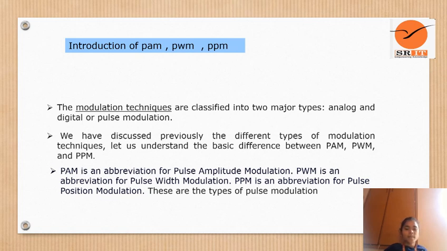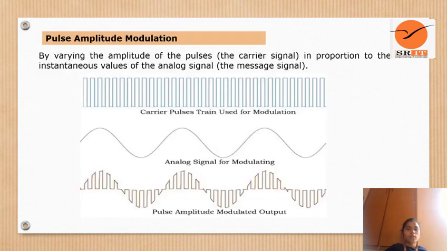PAM is abbreviated as pulse amplitude modulation, PWM is pulse width modulation, and PPM is pulse position modulation. These are the main types of pulse modulation. Here we can see the definition of pulse amplitude modulation, PAM. By varying the amplitude of the pulses, that is the carrier signal, proportional to the instantaneous value of the analog signal, that is the message signal. This is called the definition of pulse amplitude modulation. Here we can see the waveforms of pulse amplitude modulation.